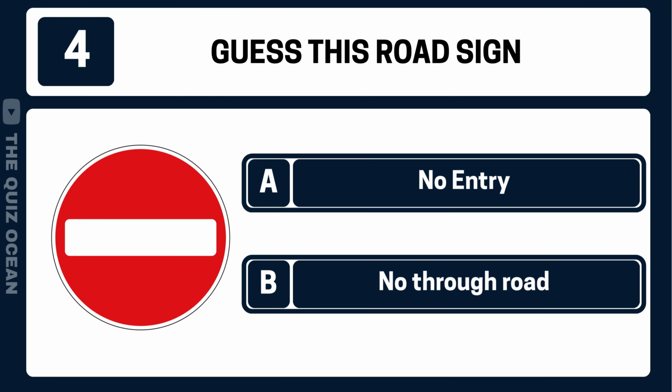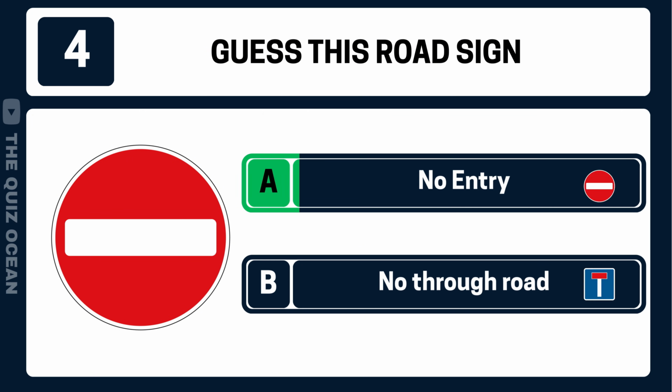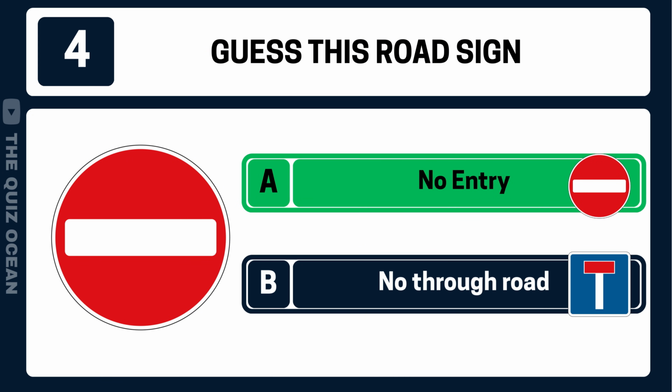What is this road sign? A. No entry. B. No through road. Well spotted. This sign prohibits entry in the area.